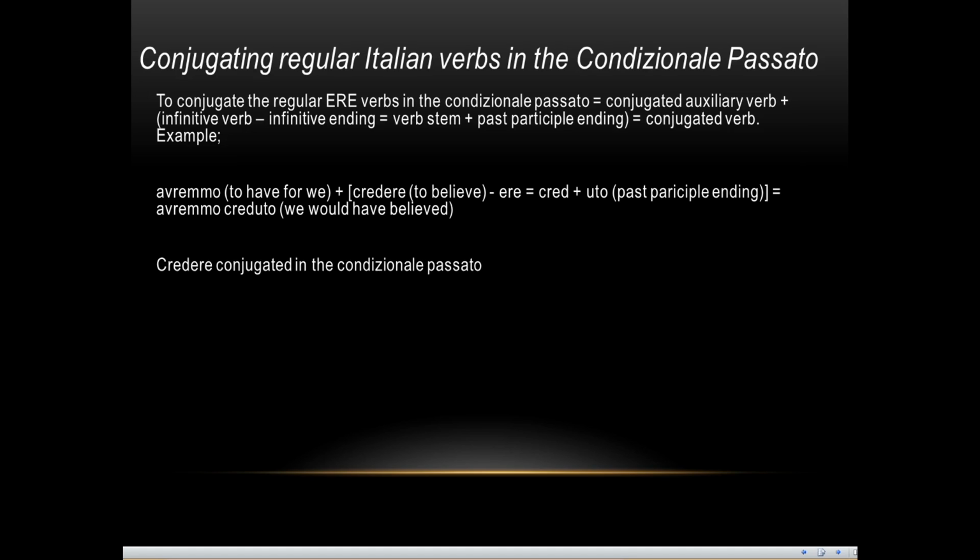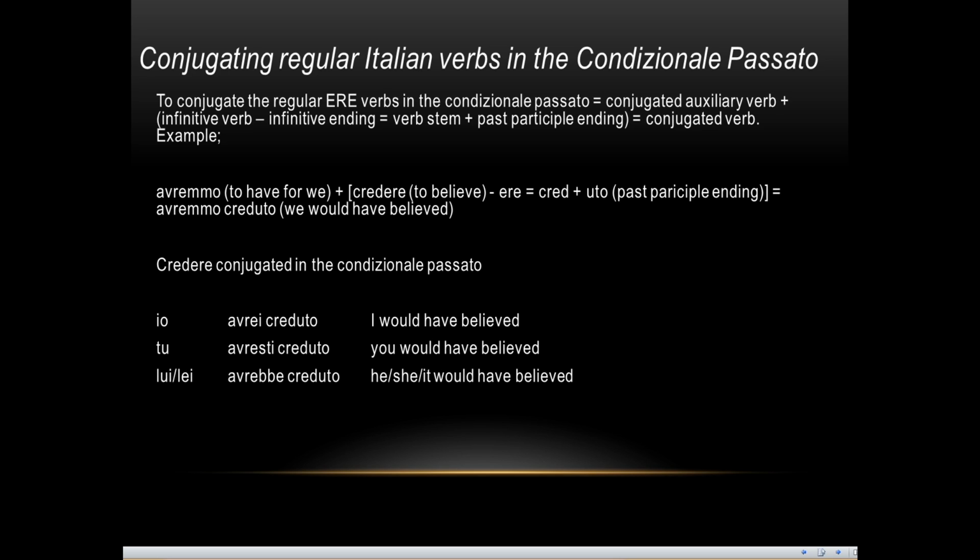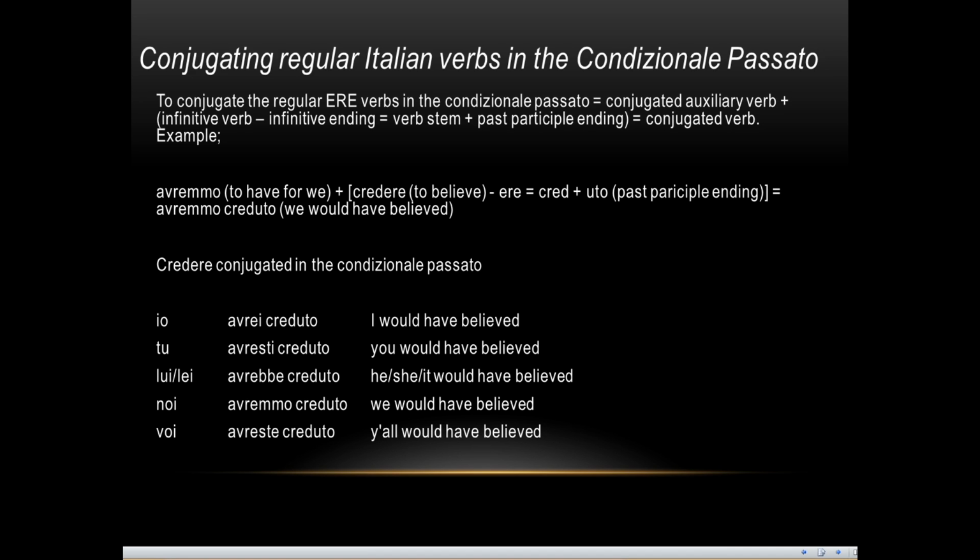So let's look at credere, conjugated in the past conditional, condizionale passato, scusi. Io avrei creduto, I would have believed. Tu avresti creduto, you would have believed. Lui, lei avrebbe creduto, he, she, it would have believed. Noi avremmo creduto, we would have believed. Voi avreste creduto, y'all would have believed. Loro avrebbero creduto, they would have believed.